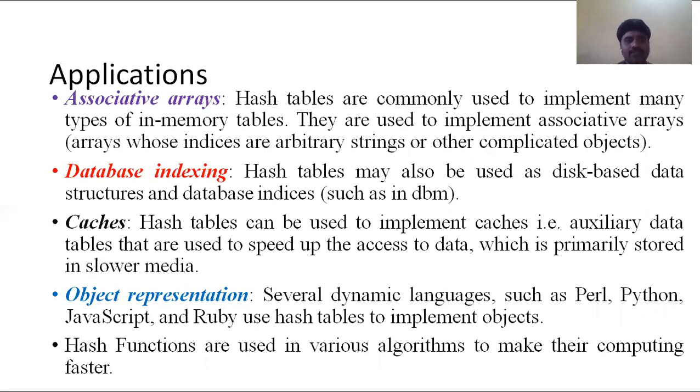First one is the associative arrays. Where can we use associative arrays? For example, hash tables are commonly used to implement many types of in-memory tables. In-memory means inbuilt.